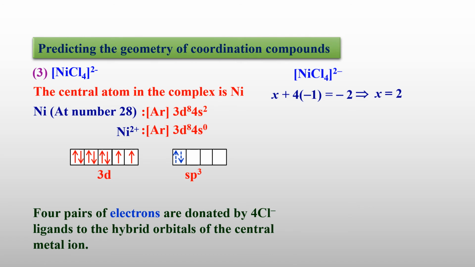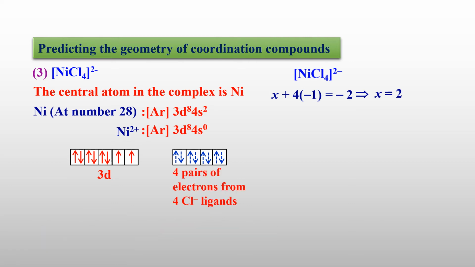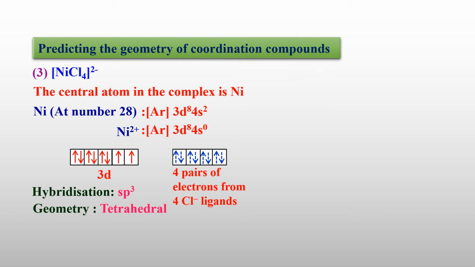It is a weak field ligand, remember. So 8 electrons are entered into the 1 s orbital and 3 p orbitals, that is 4s and 4p. So hybridization is sp3. Geometry, if it comes as sp3, then it is tetrahedral. sp3 means tetrahedral. Then see whether unpaired electrons are present. You can see in 3d 2 unpaired electrons are present. So if 2 unpaired electrons are present, then the magnetic behavior is paramagnetic in nature.